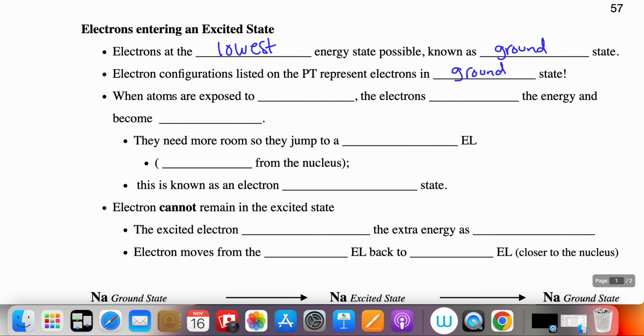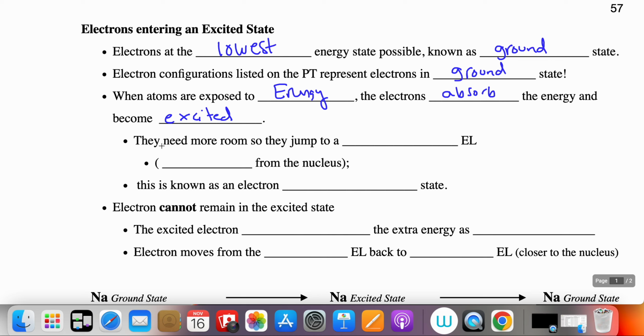So the atoms, when they are exposed to energy, the electrons within their structure absorb some of that energy. And they absorb so much energy that they become excited. So when an electron absorbs energy, it wants to move faster and in more complicated types of movement formations.